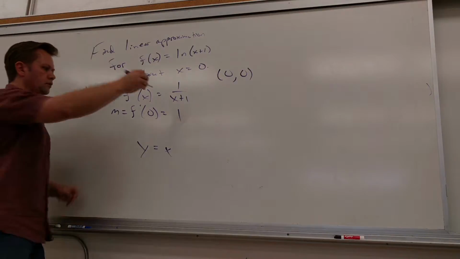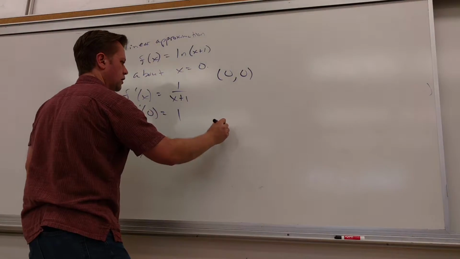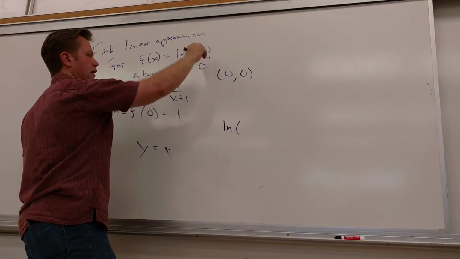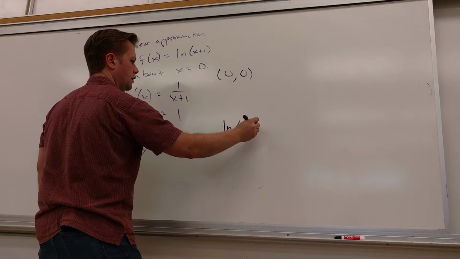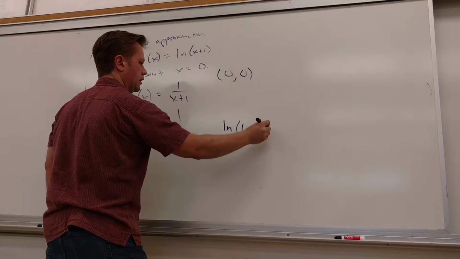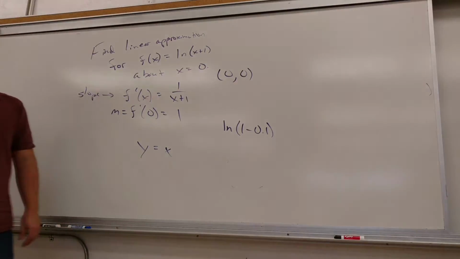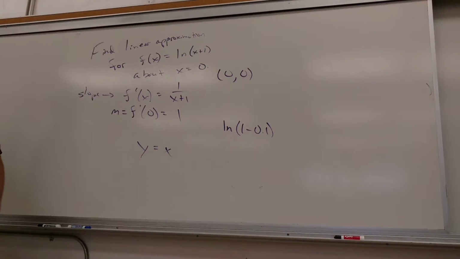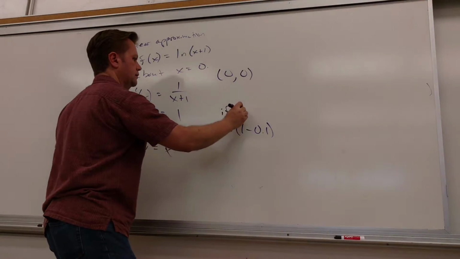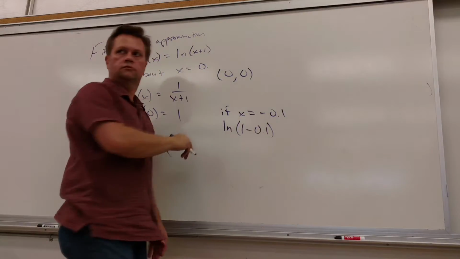Somebody get the calculator out? Let's try natural log of, let x be, what do you got, Jeff? Negative 0.1. Is that cool? You guys see that? You change it a little bit. If x is negative 0.1.